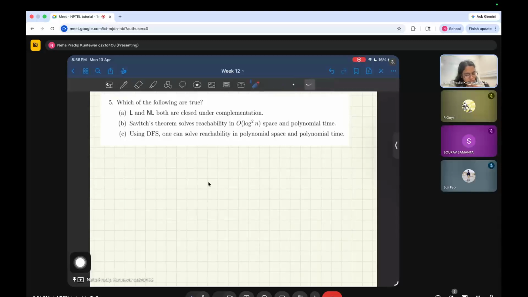You are given some statements. The first statement is: L and NL are both closed under complementation. Is that true?